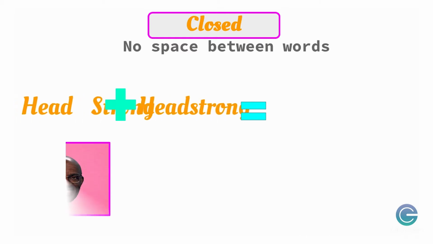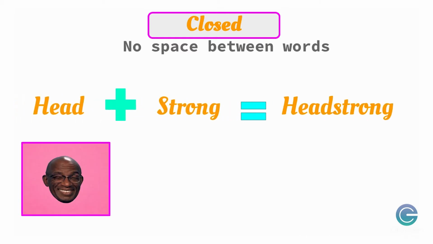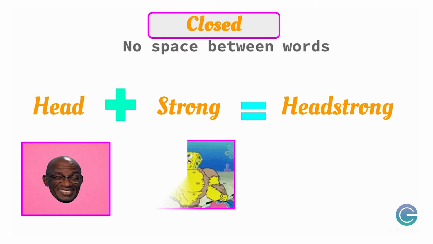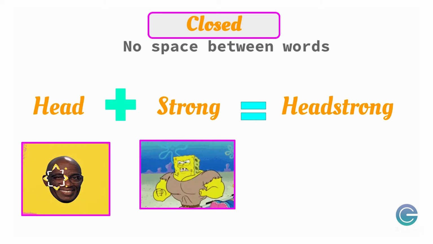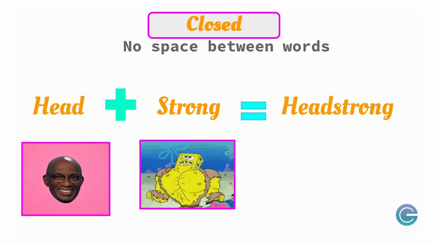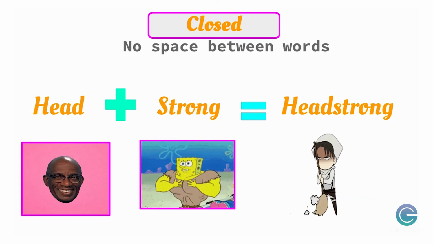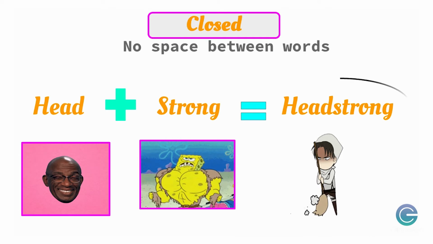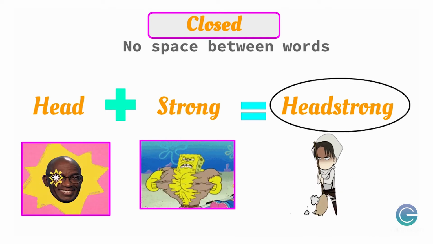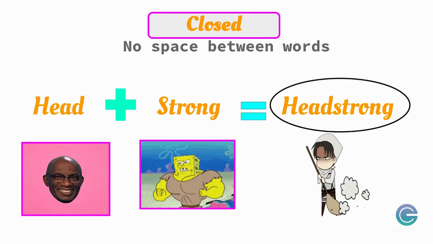Example, the word head, which means a part of the body containing our brain, and the word strong, which means having great physical power. It creates the word headstrong, which means unwilling to do what others want. The word headstrong has an entirely different meaning than the words that make it up.